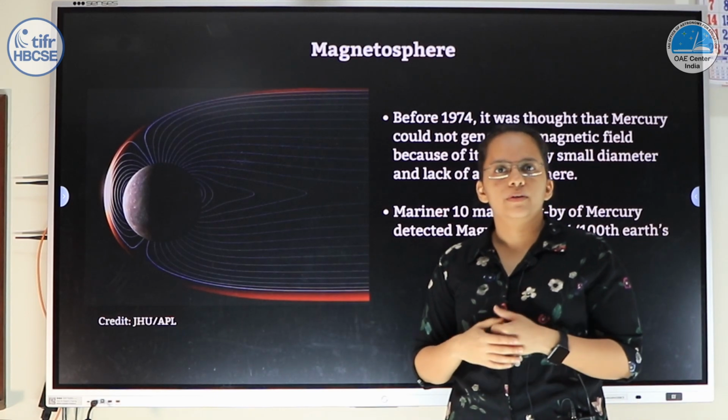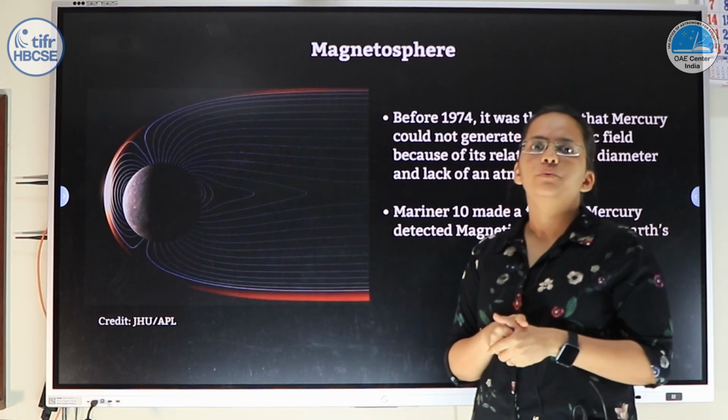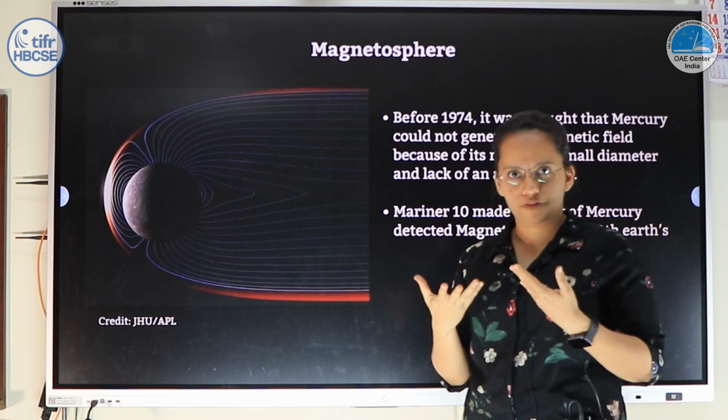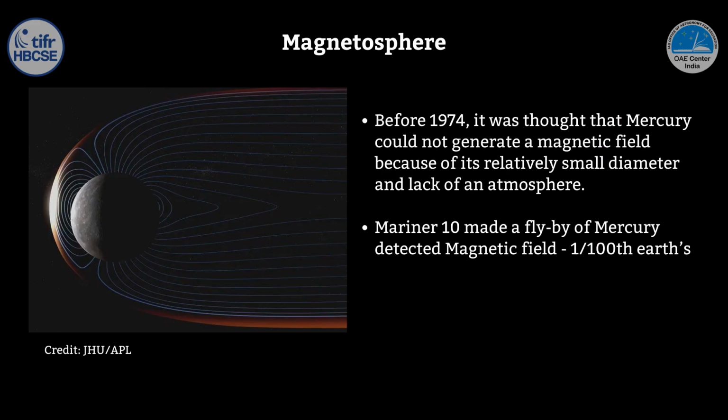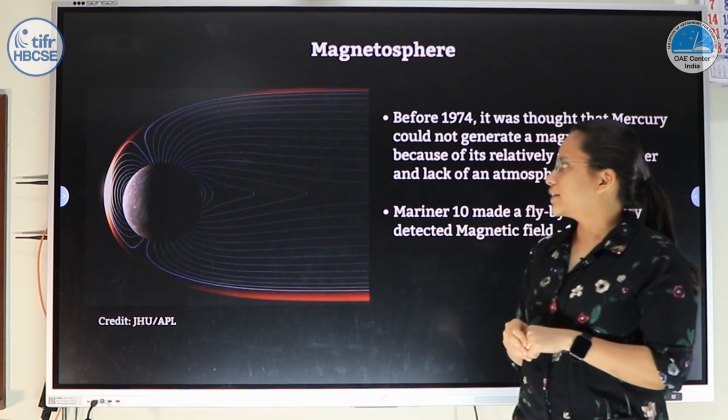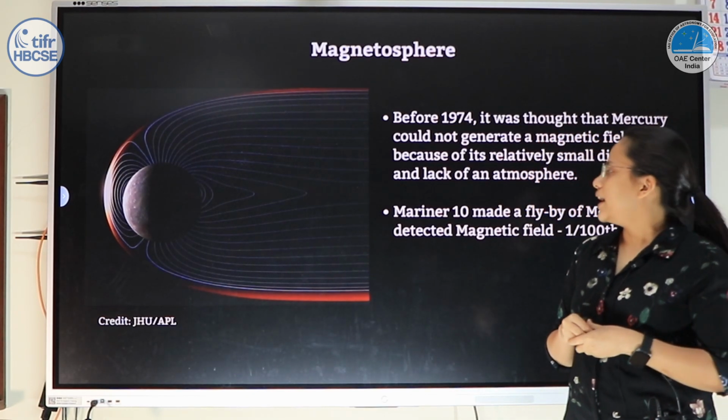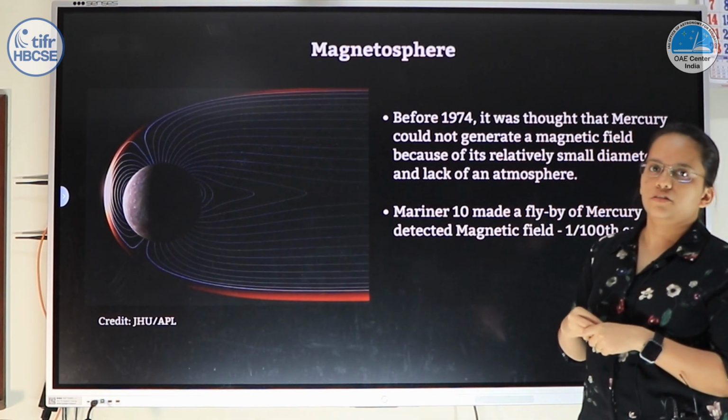So, because Mercury was very small, it was expected that it would not have a magnetic field, or a very low magnetic field. So, a spacecraft named Mariner 10, which was actually a flyby, detected some magnetic field which was very low, almost 1% of that of Earth.